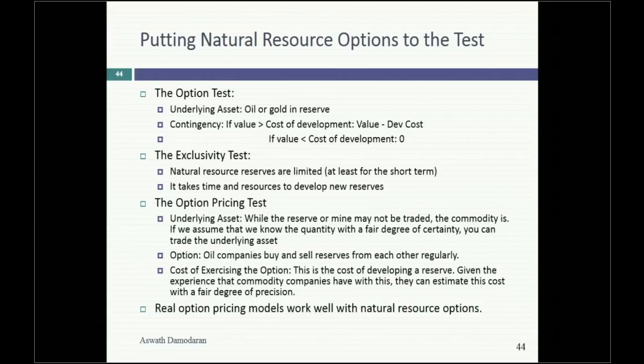With a natural resource company, where does the exclusivity come from? It's that there is only so much oil under the ground, right? Even if oil prices go to $500 a barrel, you and I can't go digging in our backyard saying, I'm going to keep digging till I hit oil. You can, but all you have is a big hole in your backyard. There's only so much oil under the ground.